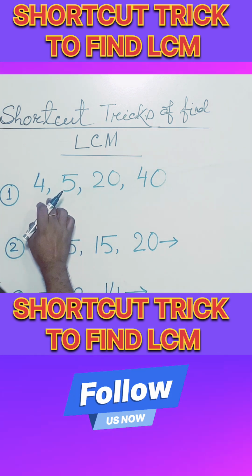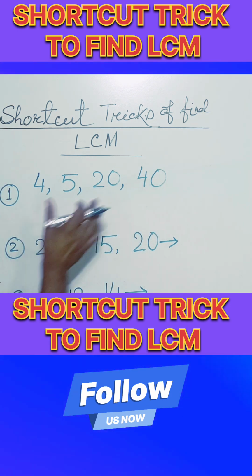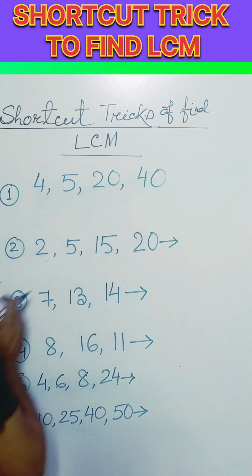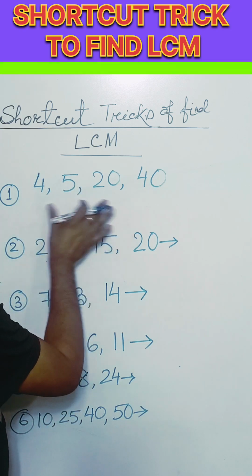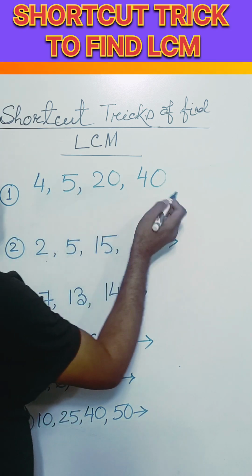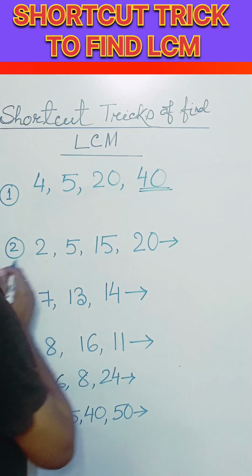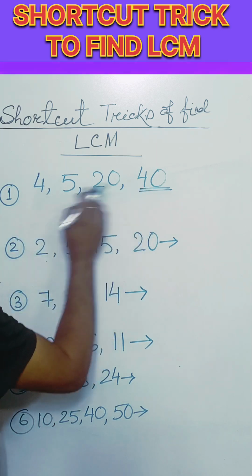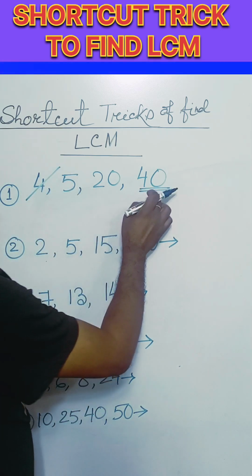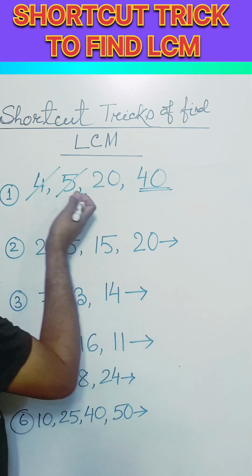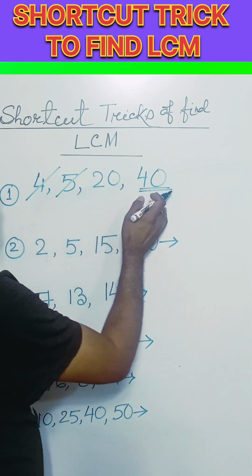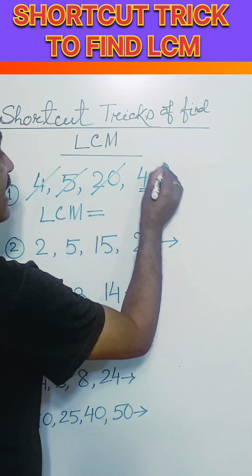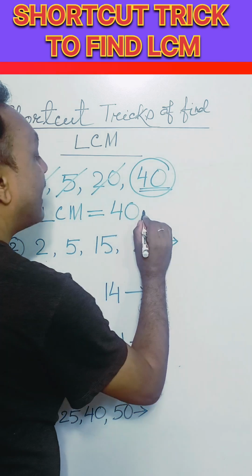The trick is that these are the 4 numbers given to you, and you are asked to find the LCM of these 4 numbers. First you have to find the highest number among all these numbers. So 4, 5, 20 and 40. So 40 is the highest among all the numbers. Now check whether this 40 is divisible by these numbers or not. Yes, 40 is divisible by 4, so you can just cancel it. 40 is divisible by 5. In the table of 5, 40 is there. In the table of 20, 40 is there definitely. So the LCM is simply this highest number, 40. So this is the answer.